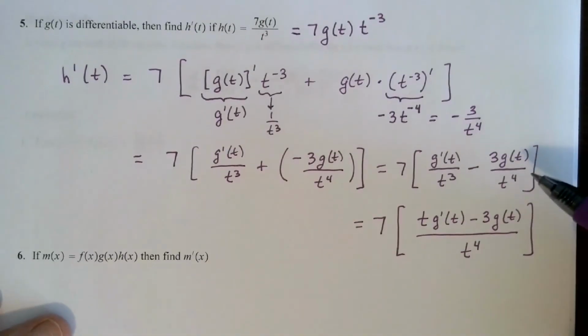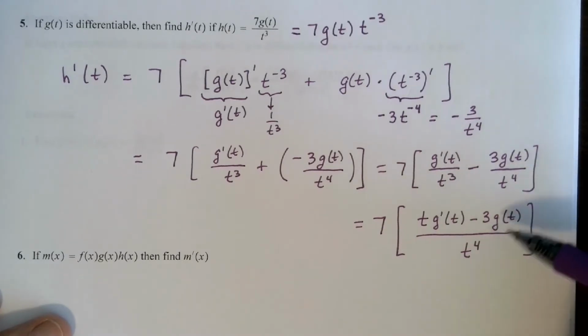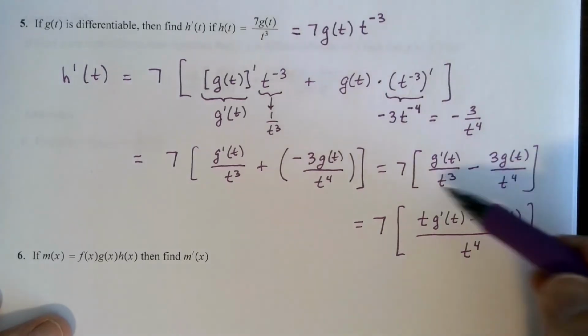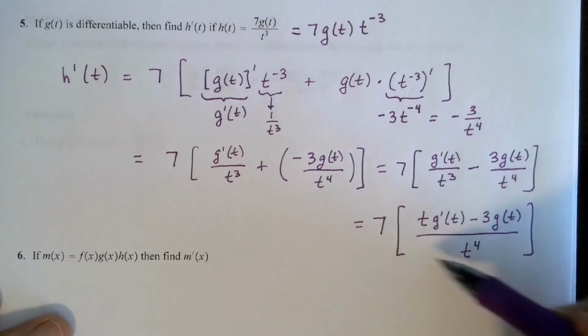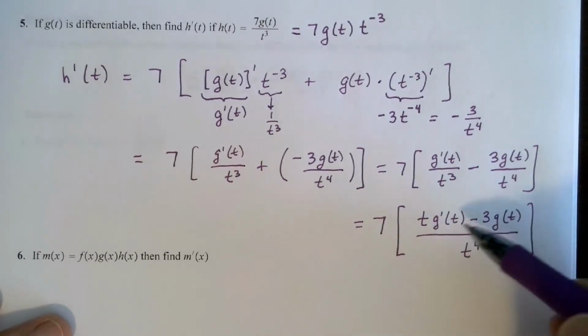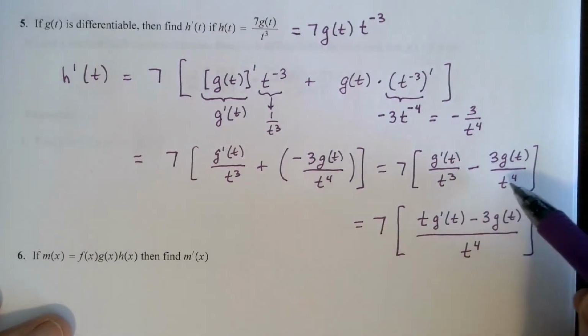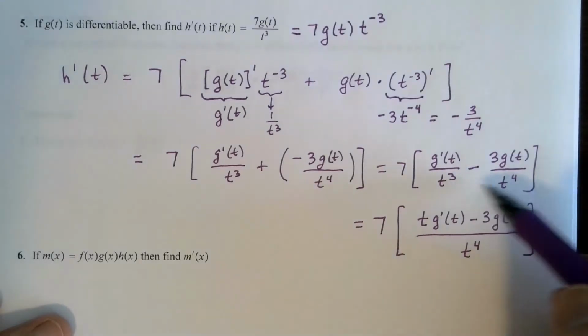I hope everyone knows how to go from here to here. I hope you understand how to go from here to here. What's happening? What did I do? How did I get from this thing here to here? Obviously there's the 7 still outside there. What did I do? I just subtracted these two things, right, by finding what?